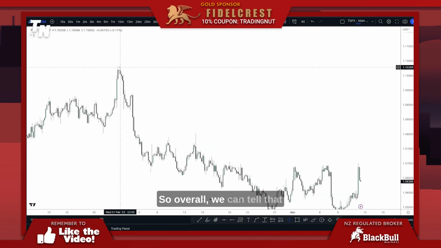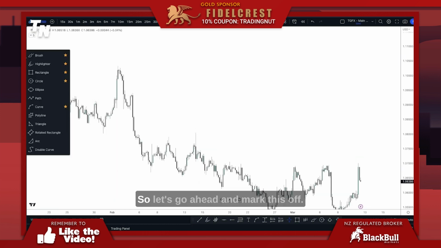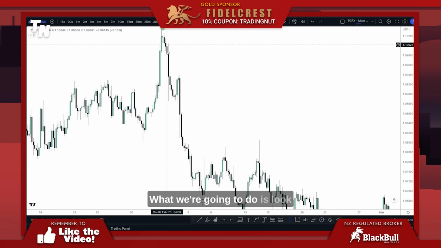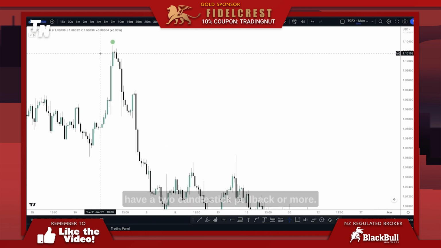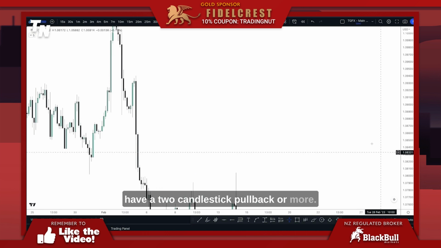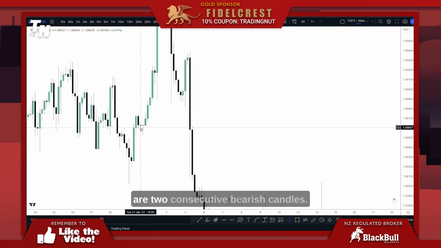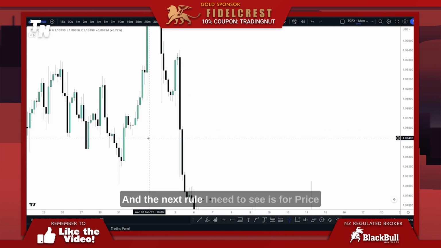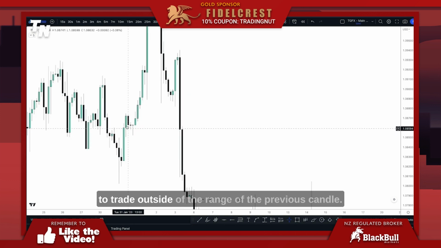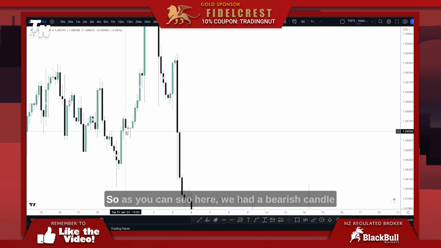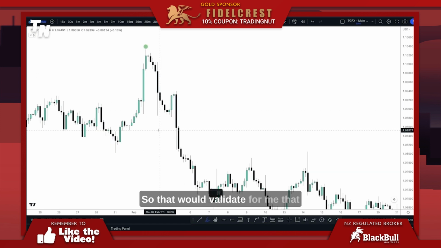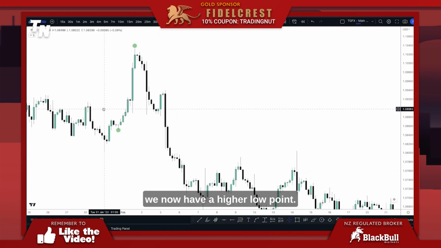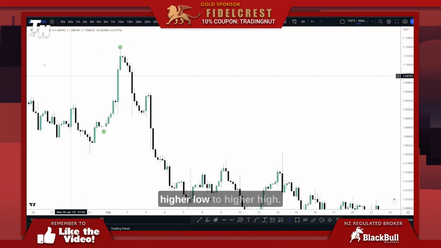So overall, we can tell that this was a higher high point. So let's go ahead and mark this off. What we're gonna do is look back for our last higher low point. Now, that higher low point needs to have a 2 candlestick pullback or more. So what I'm looking for are 2 consecutive bearish candles, and the next rule I need to see is for price to trade outside of the range of the previous candle. So as you can see here, we had a bearish candle and the next one traded outside of the previous candle's range. So that would validate for me that we now have a higher low point. This is now our structure leg, higher low to higher high.